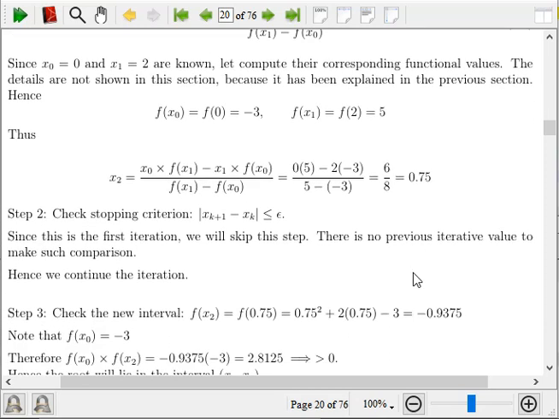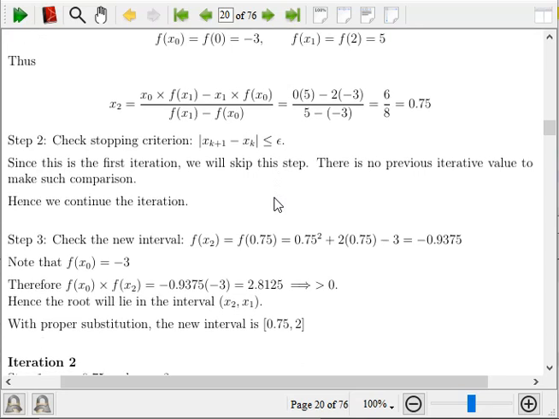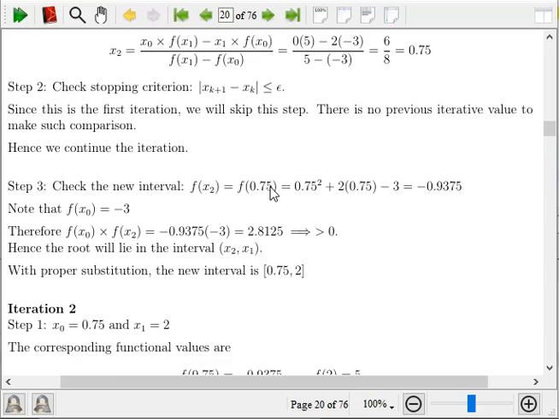The next thing is to check whether we can stop the iteration here, but this is the very first iteration and there's no previous value to compare with, so we have to move on to the next iteration before we can make any comparison. So we didn't consider this stopping criterion at this point.